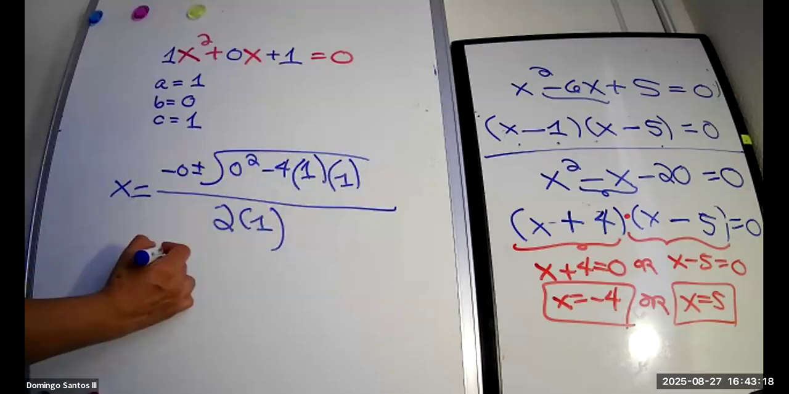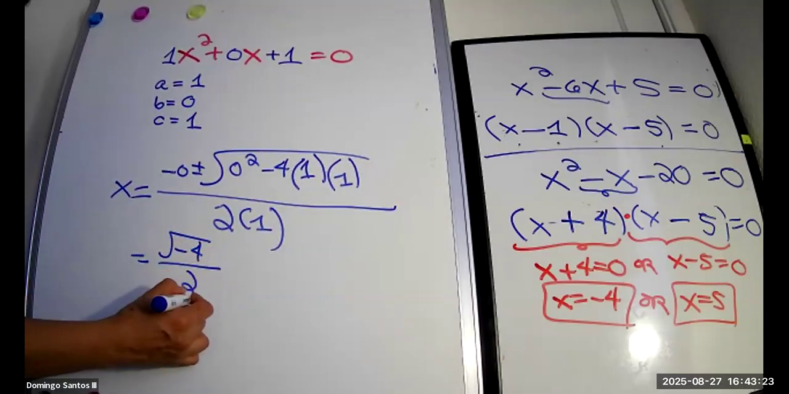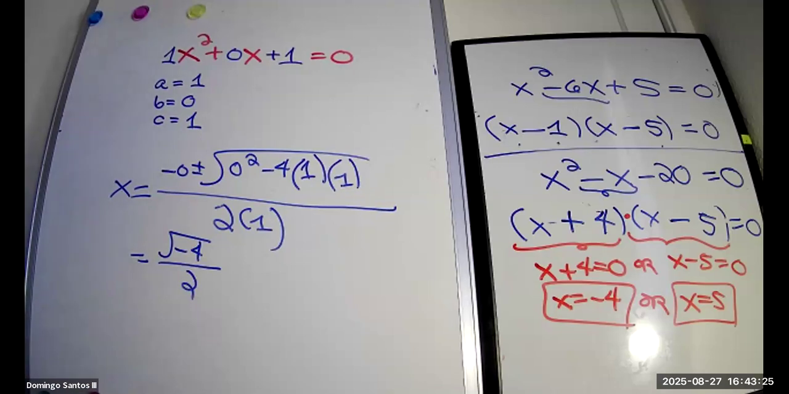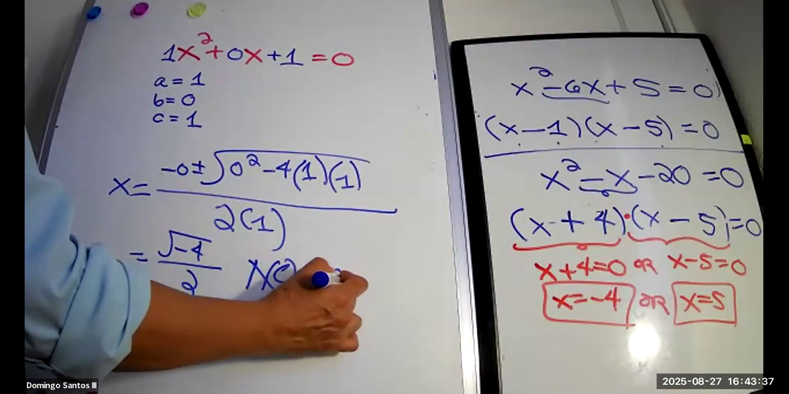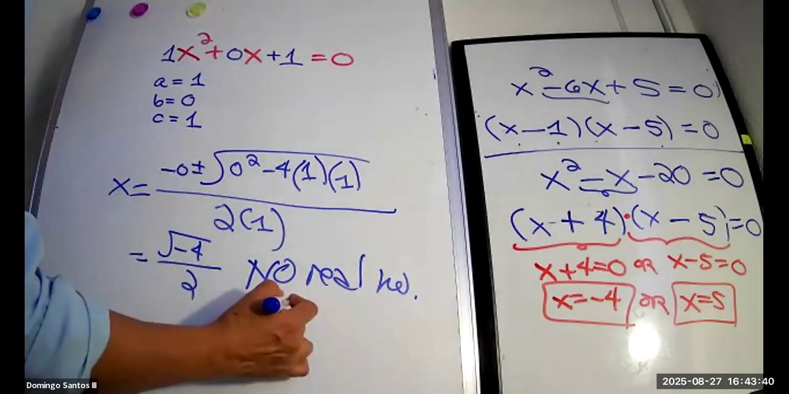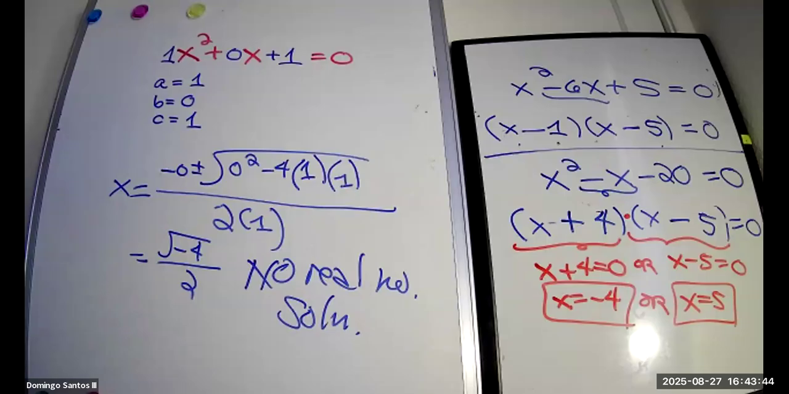Therefore, this is equal to the square root of negative 4 over 2. George, what's the square root of negative 4? Do you have that in real numbers? Do you have a solution? No, it would be no real numbers. Very good. No real number solution. That's what you say. Oh, that's my final answer. That's your final answer. Okay.